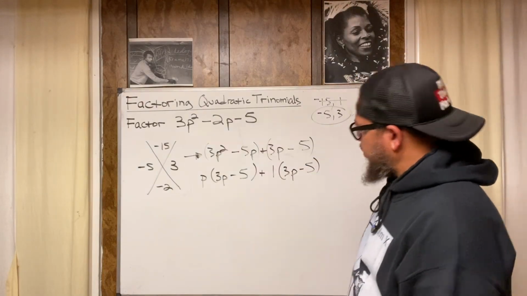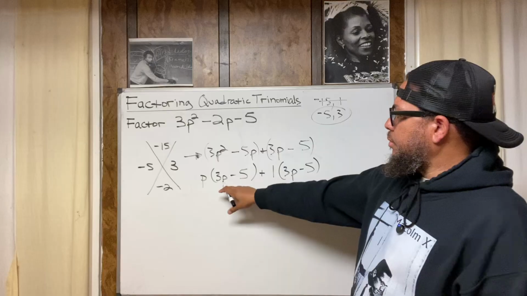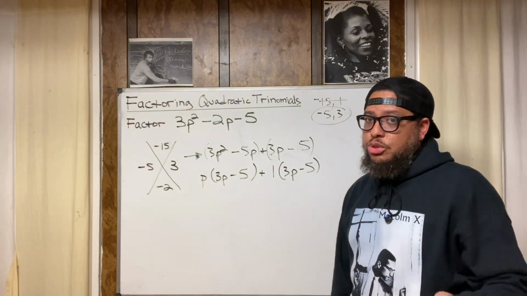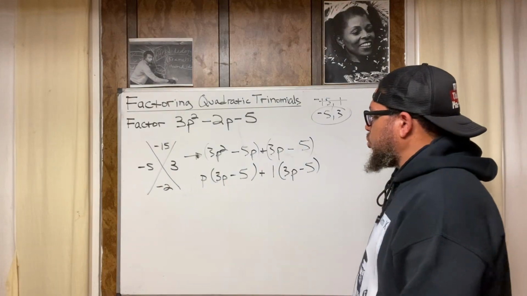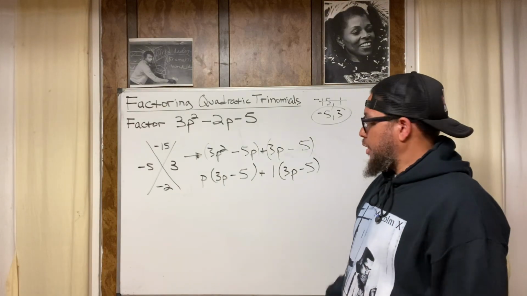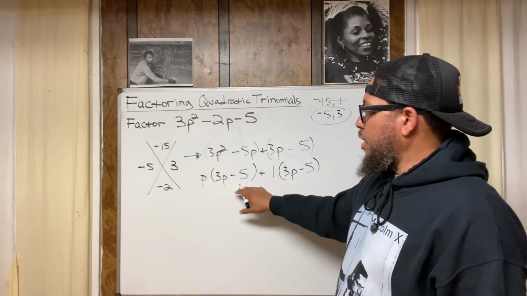What do you notice? I notice that this binomial is the same as that binomial. That's what you want. That's what you want. Because now basically what you're going to do is you're going to take the GCF again. And a GCF can be a binomial. In this case, our GCF is 3p minus 5.